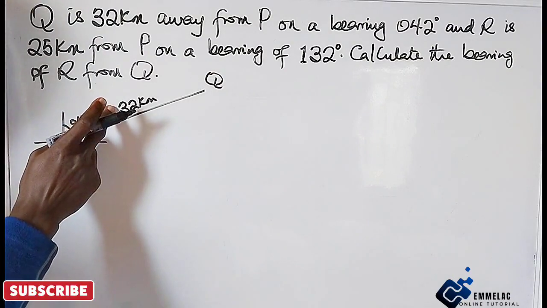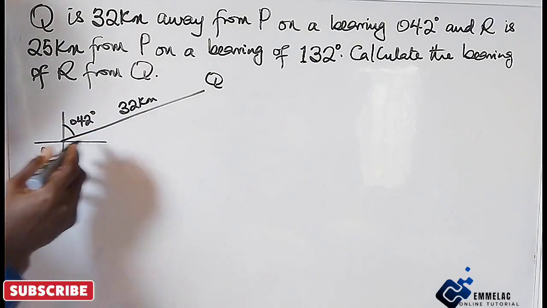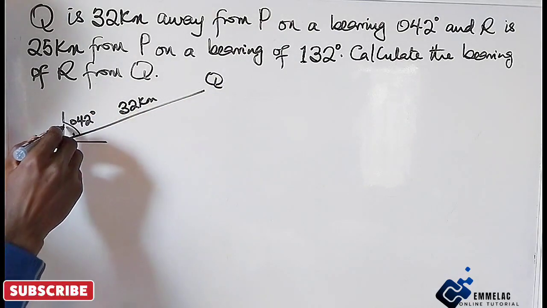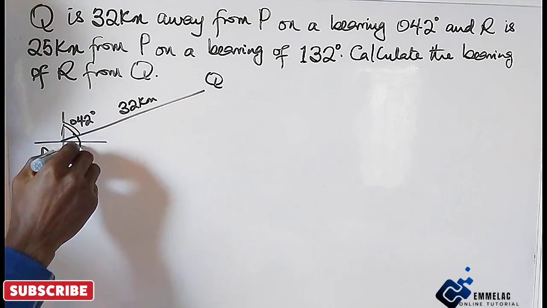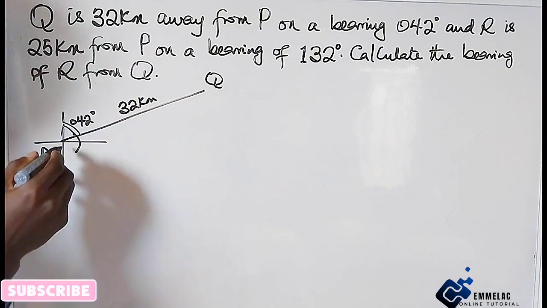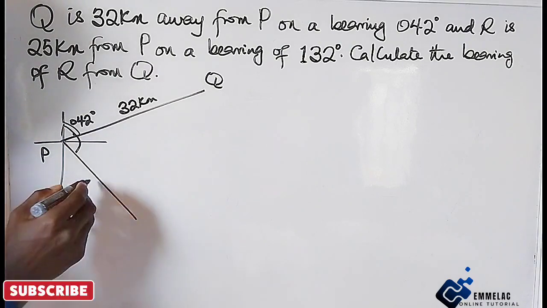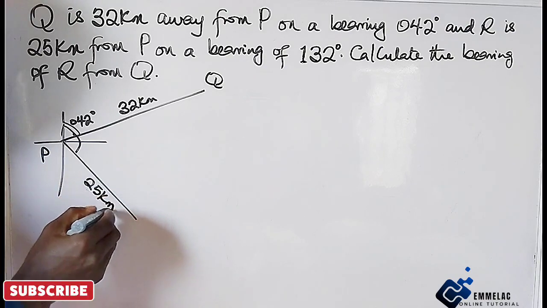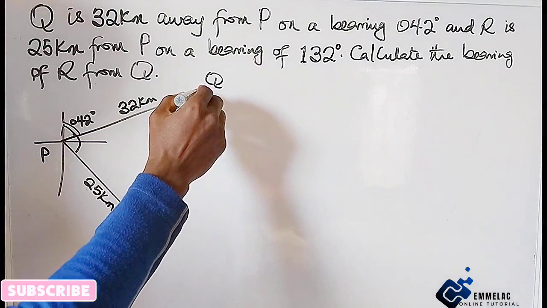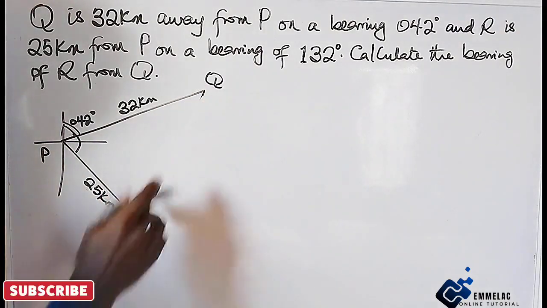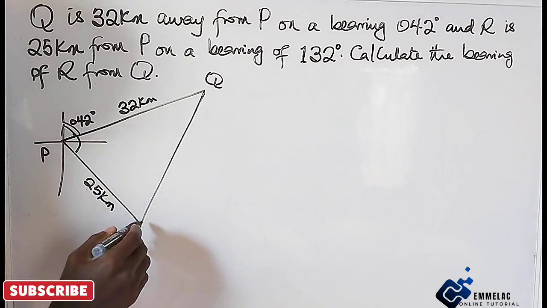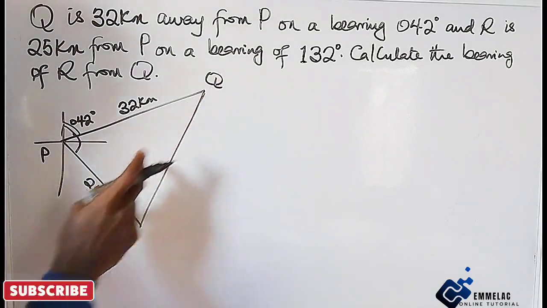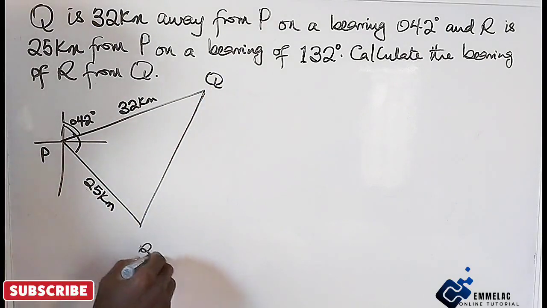Now since 32 is greater than 25, this one should be a little bit shorter, on a bearing of 132. So 132 should be around the side. Then we draw now 25. All right, so here we have it. Let us say this is P, Q, and R. So this is our R.